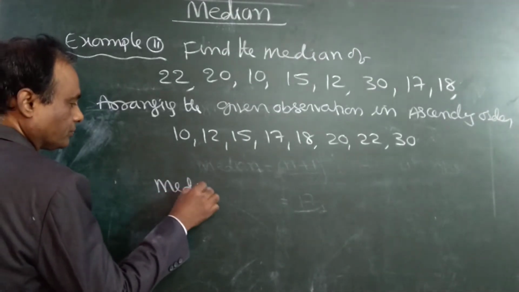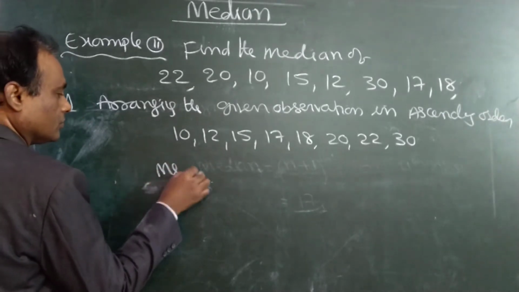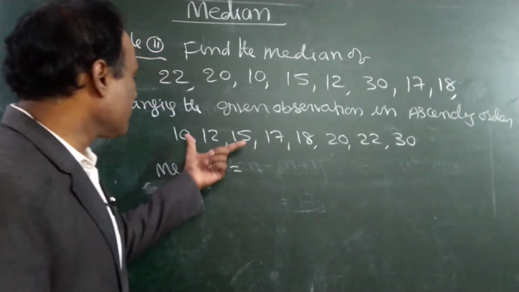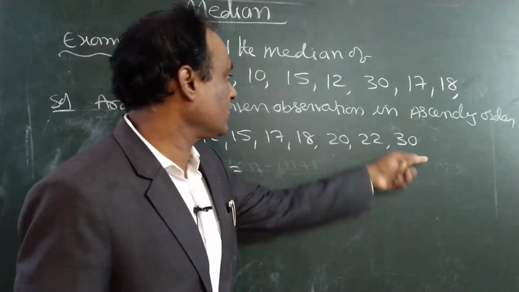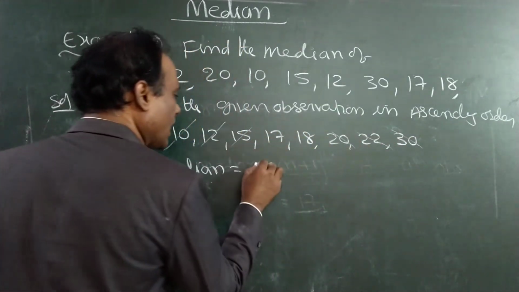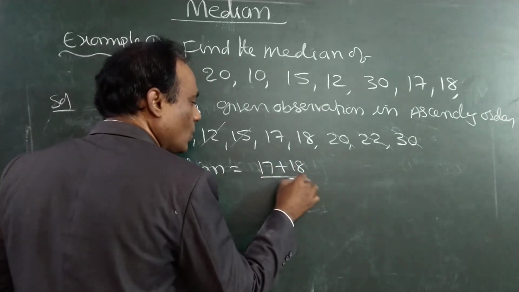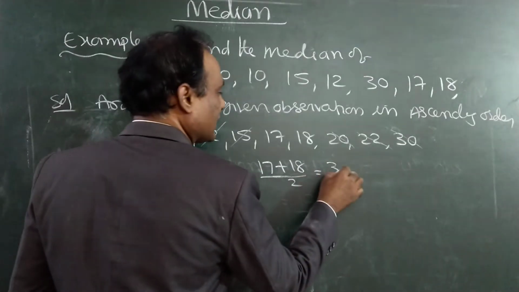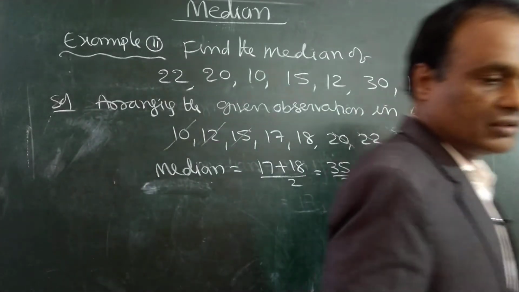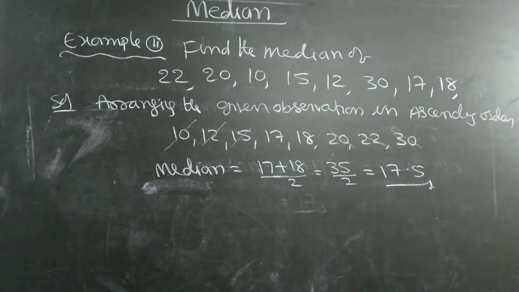See here. The median is the average of the two middle observations. Which are the middle? Cancel this, this and this. Cancel this, this, this. The middle observations we got are 17 and 18. Total 35 by 2, which is 17.5. Is it correct? This is the median.